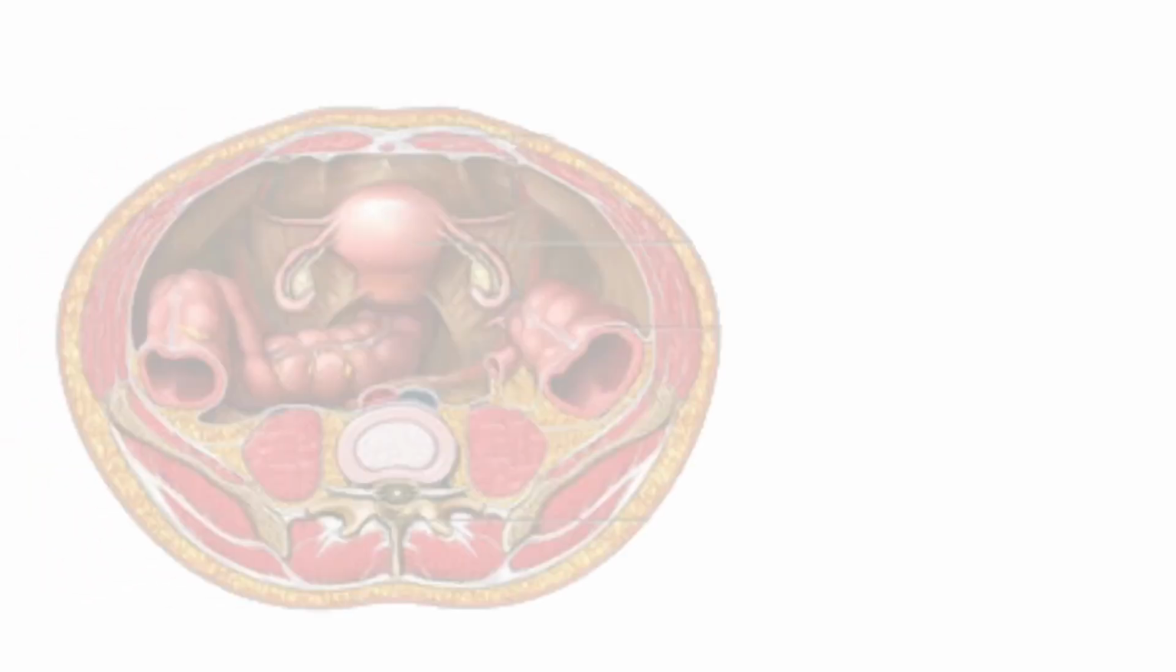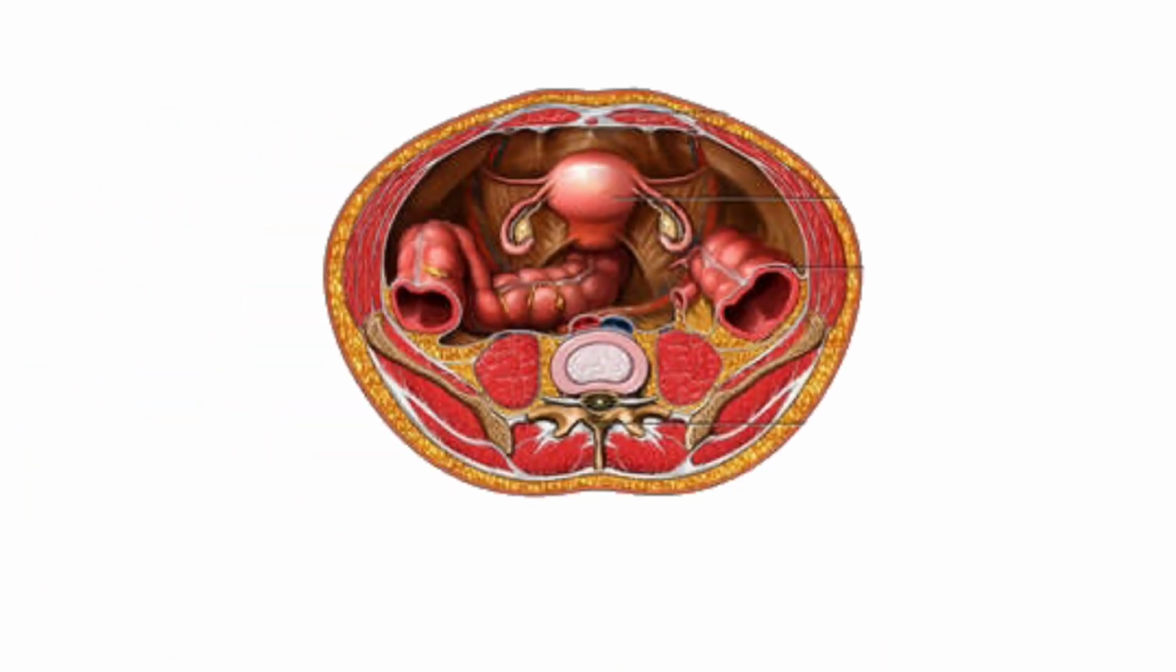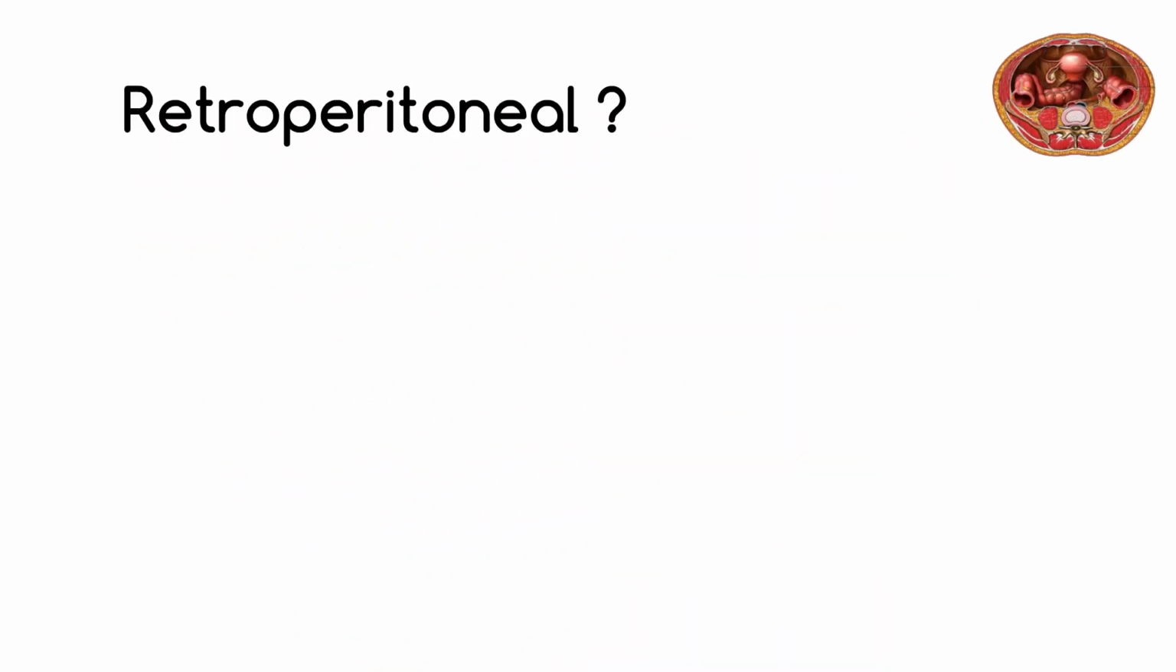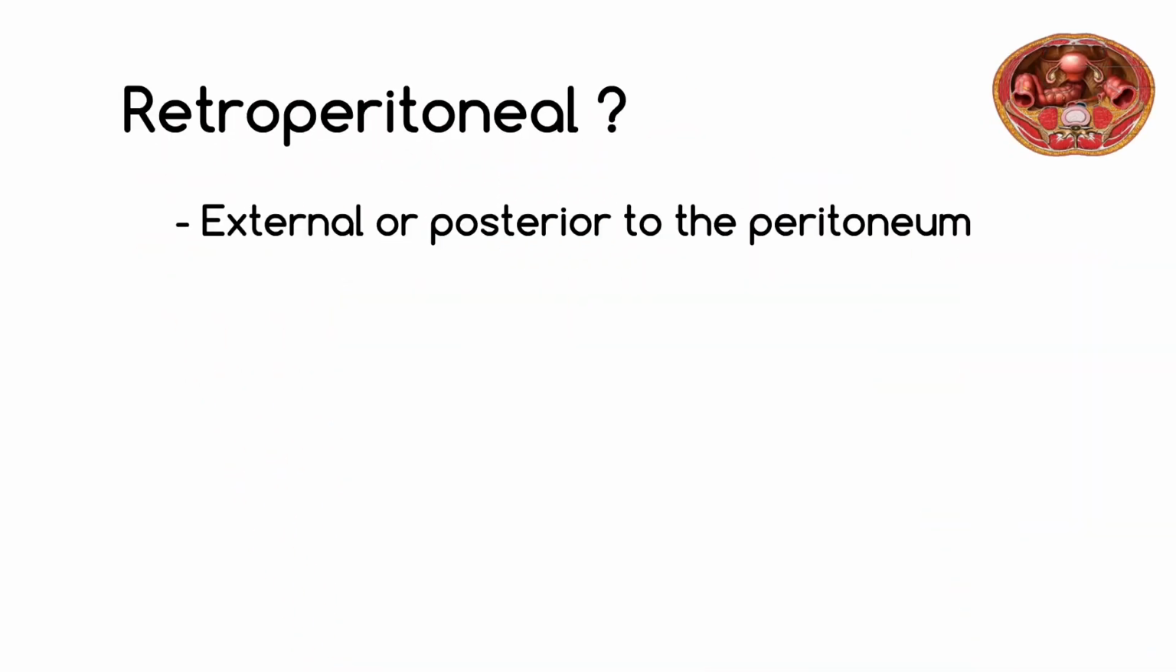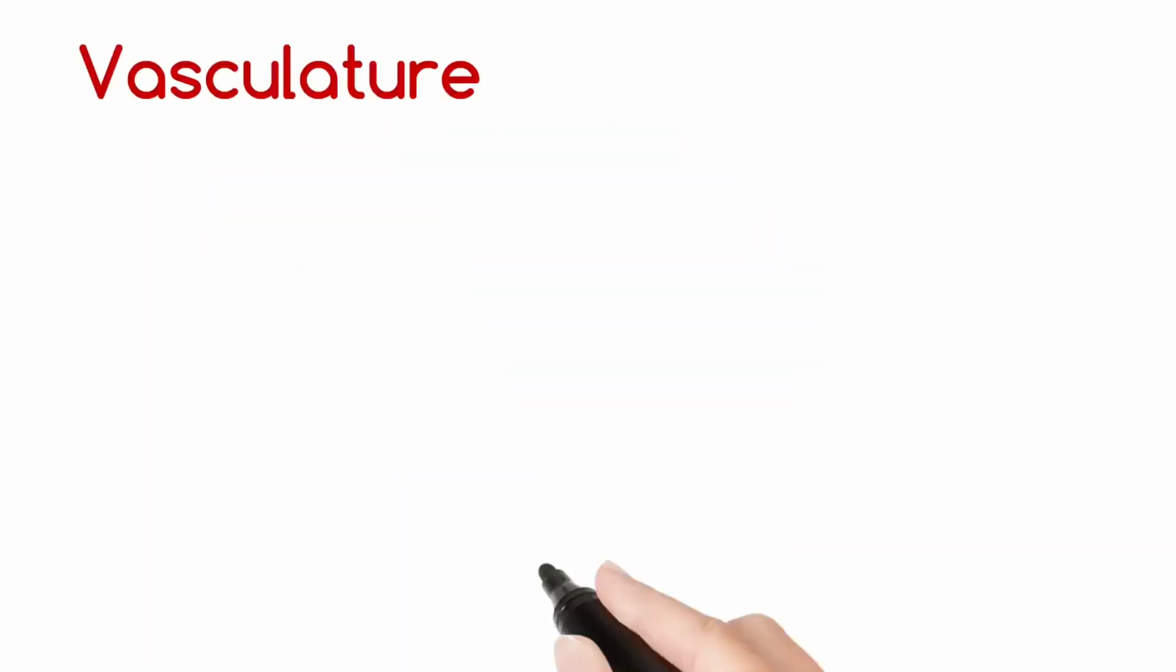Now, another important point that we need to mention before moving on to the vasculature of the kidneys is that they lie retroperitoneally, which basically means that they lie posterior or behind the peritoneum, which is the serous sac that lines the abdominopelvic cavity. Now moving on to the vasculature, which I'll just briefly mention in this video.